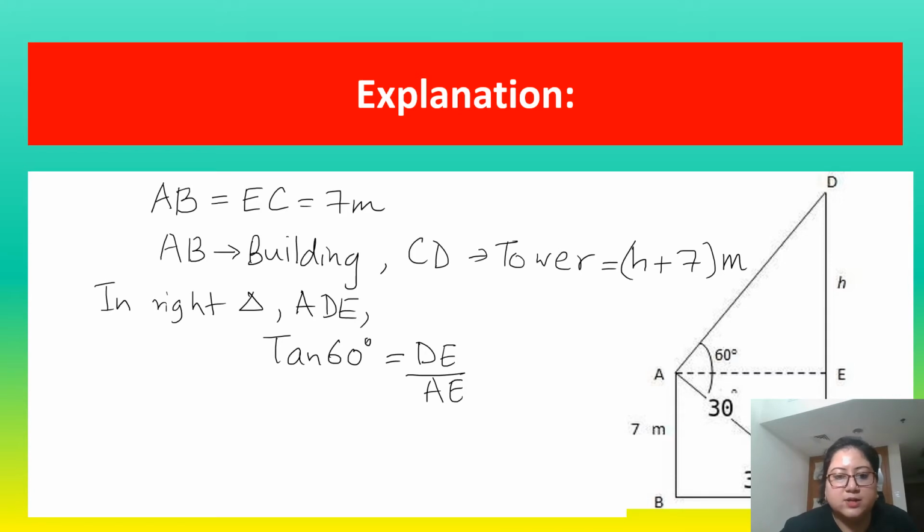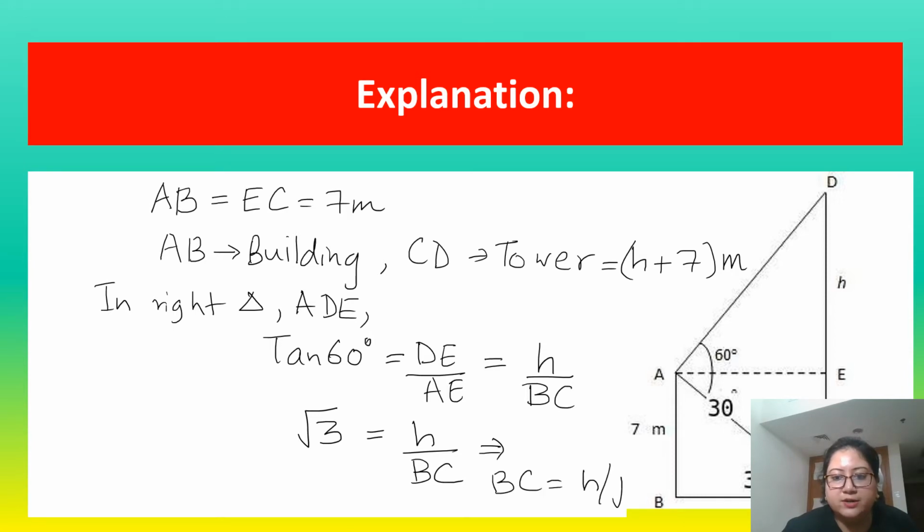Yeah, that is one thing that we are going to be using, and we already know the values of these angles. We know tan 60. DE is H, and AE is definitely going to be equal to BC. I'm sure you know the reason, because that is a rectangle. So now I'm substituting the value. This is square root of 3. So I get from this part that BC is going to be equal to H divided by square root of 3. So one value I've received from the angle of elevation.